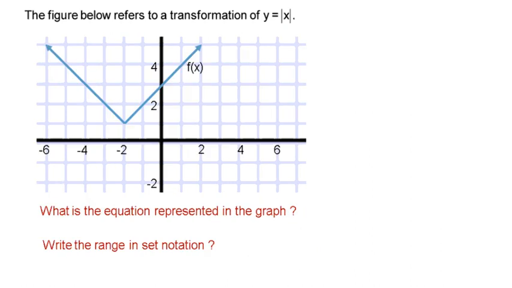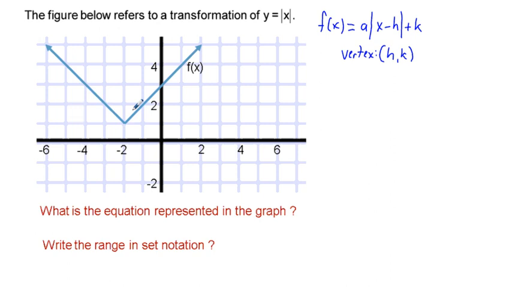Next, the figure below refers to a transformation of y equals absolute value of x. What is the transformation? What is the equation represented in the graph? One thing we've talked about quite a bit is the standard form of an absolute value function: a times the absolute value of quantity x minus h, plus k. And the vertex is going to be the coordinate pair h comma k. We've talked about this a lot.